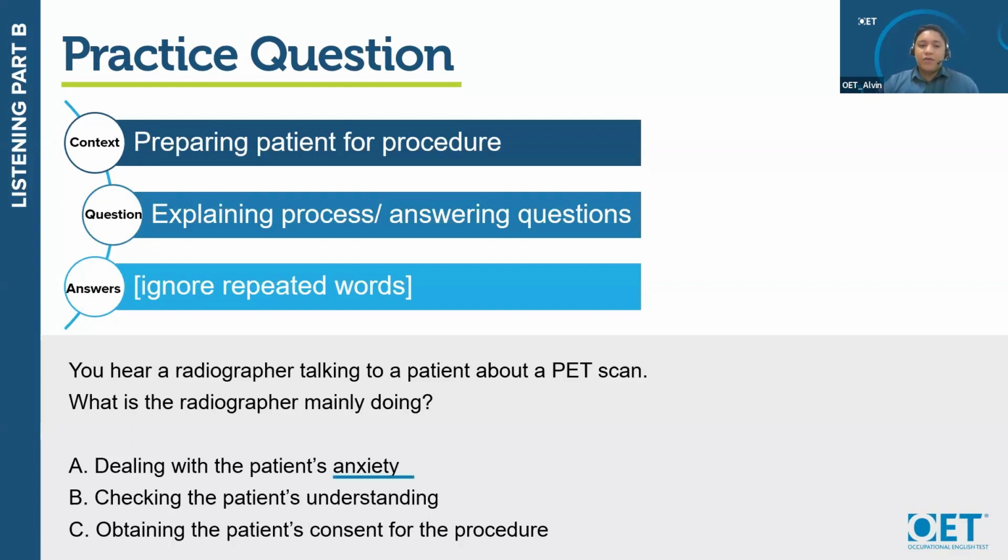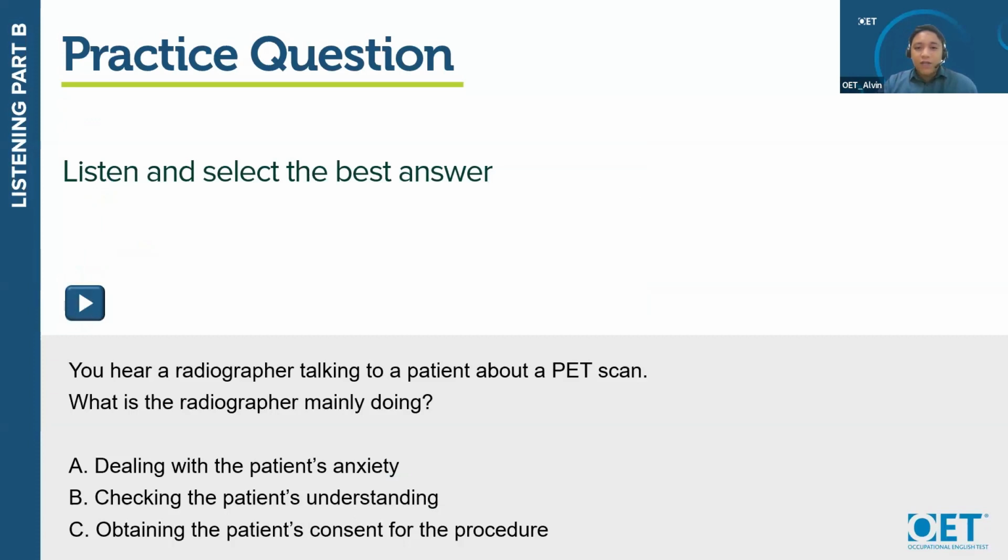So let's try to work on the options. So you can see here that letter A is focused more on dealing with the wait, let me read the context, sorry. You hear a radiographer talking to a patient about a PET scan. What is the radiographer mainly doing? Is it A, dealing with the patient's anxiety, B, checking the patient's understanding, or C, obtaining the patient's consent for the procedure? So you might see these are the differences between the option. A is focused on anxiety of the patient, B is more on understanding of the patient, C is more on the consent of the patient. So I'll ignore the repeated words patient. It's just a little bit confusing. So I would like you to listen carefully.